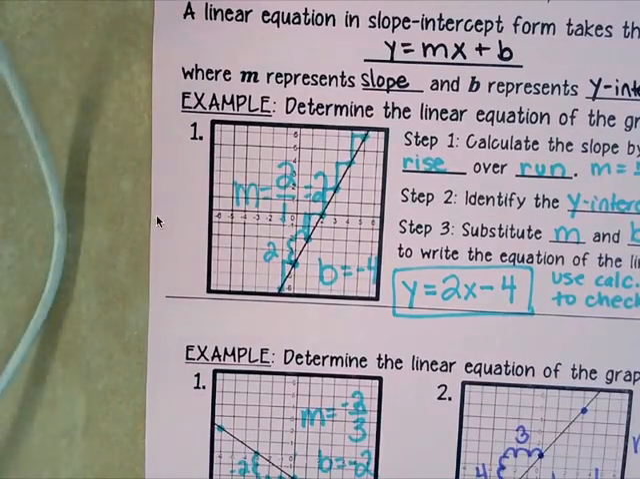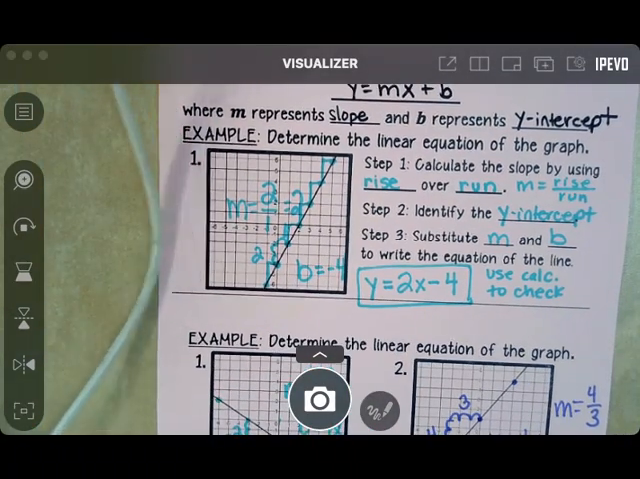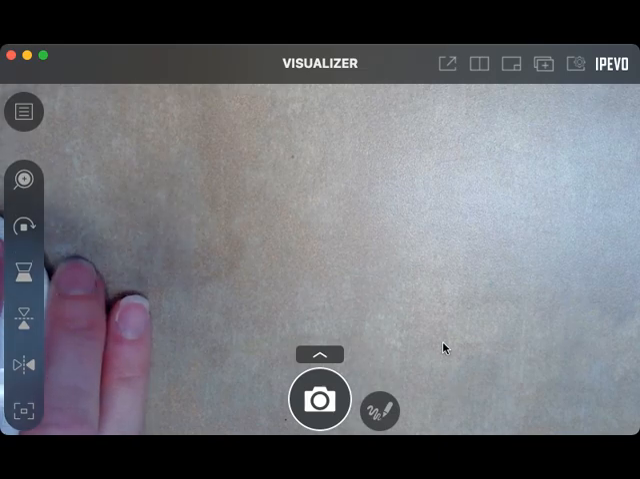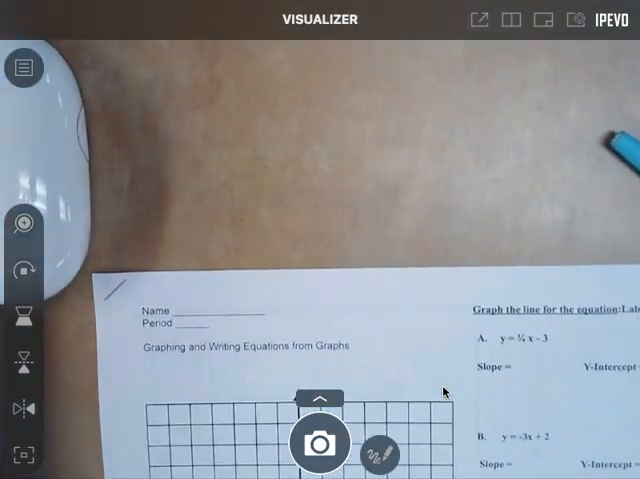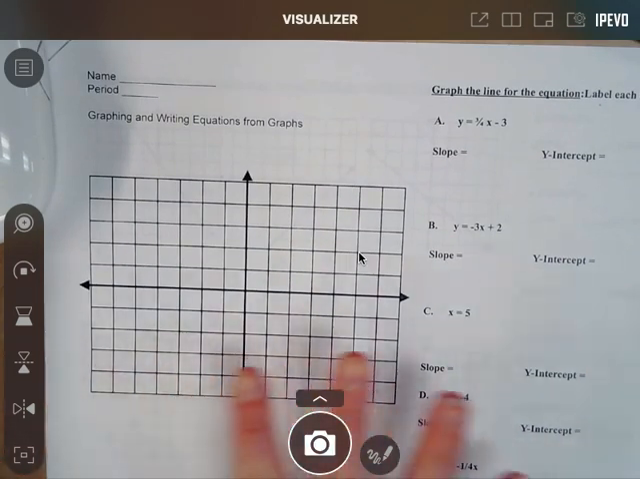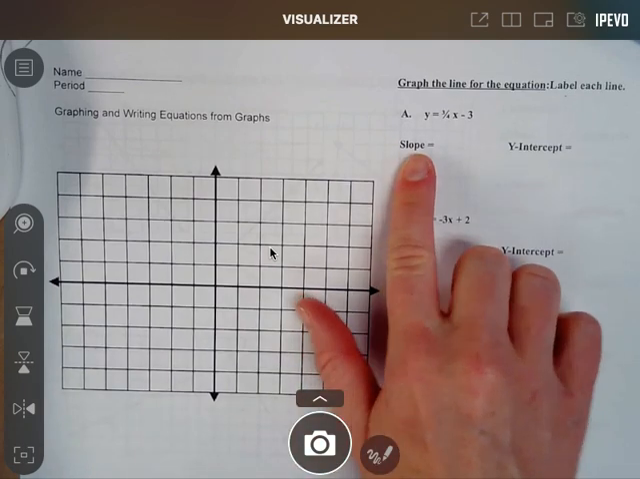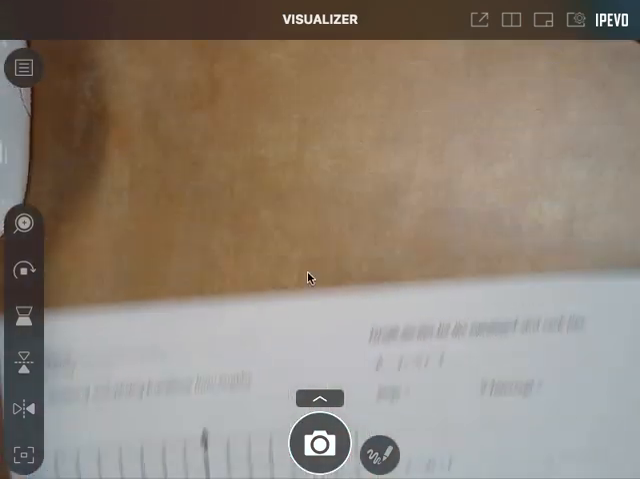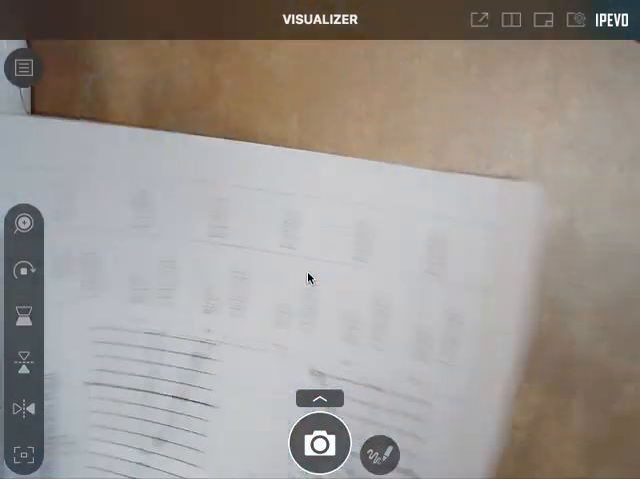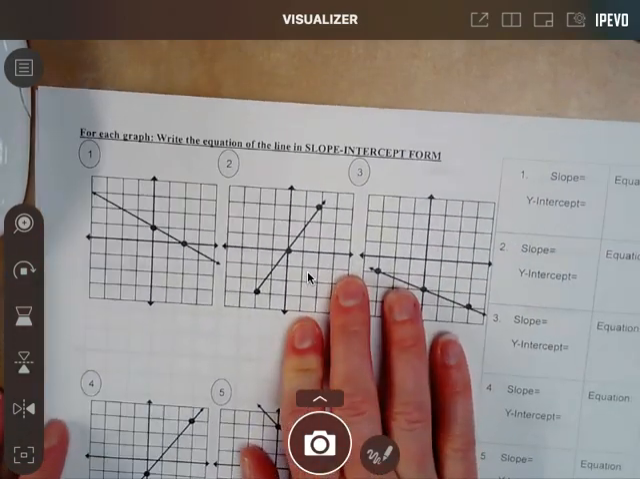All right, so we're going to glue this in our journal. I'm going to pass out your assignment that you're going to work on. So let's look at your assignment for right now. It says graphing and writing equations from graphs. So this first part is just graphing the line for each equation and labeling each line. So you're going to write your slope and y-intercept. You're going to graph it. The second page is for each graph, write the equation of the line in slope-intercept form.